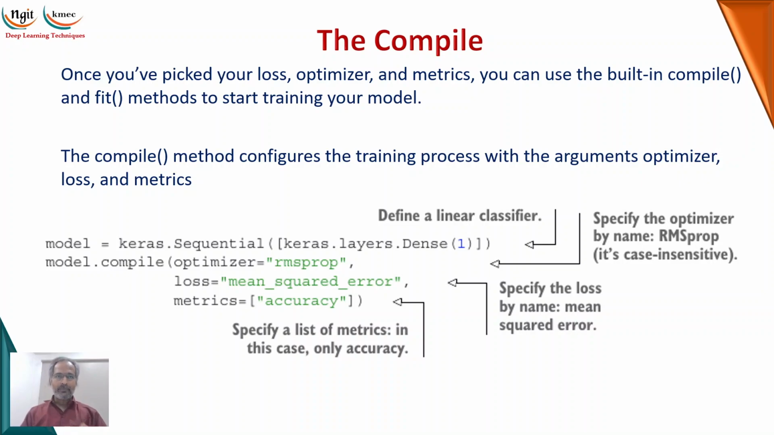We can simply give optimizer equal to "rmsprop" within quotations, and loss equal to some loss function. There are several loss functions available. Already you are aware of them from machine learning also: mean squared error, mean absolute error, and cross entropy. All these we will discuss later. Metrics also, there are some metrics you can mention. Generally the loss function and metrics can be the same, but you can give different ones also. Here I am giving accuracy. So these are the three important points to be mentioned while compiling the model.